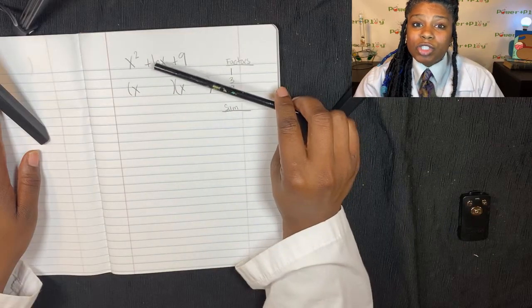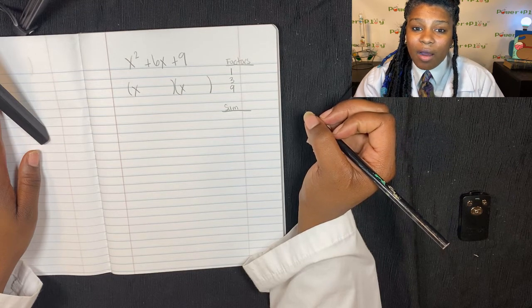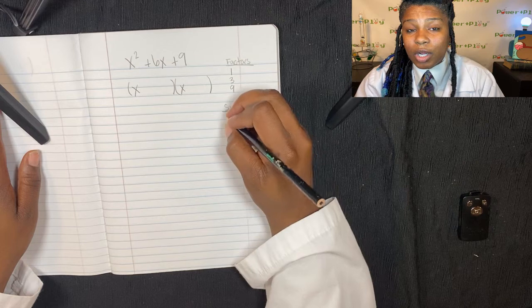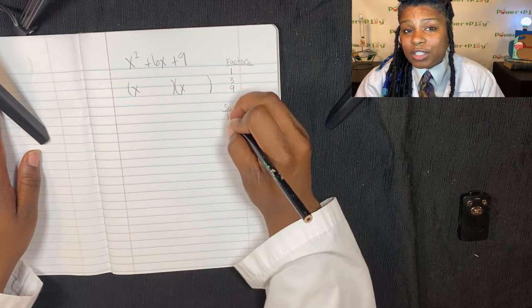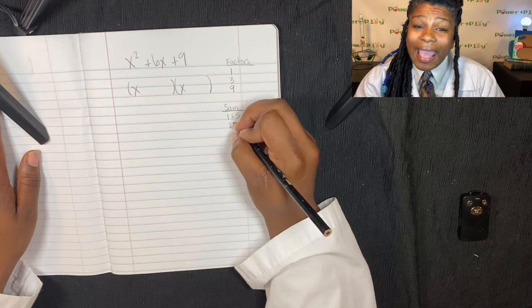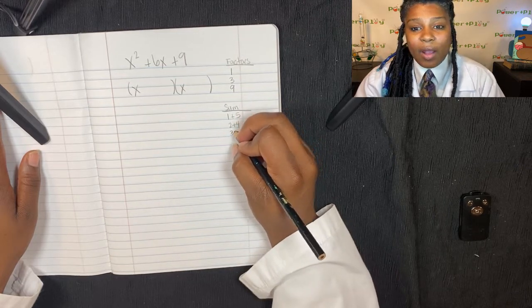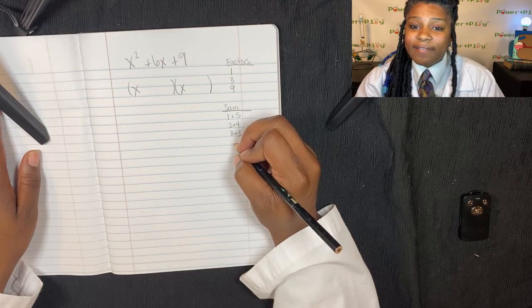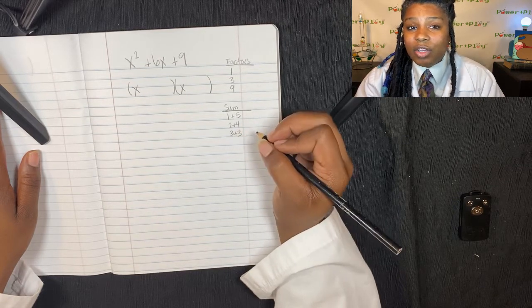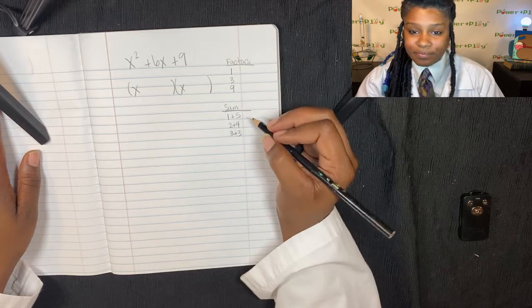So when we look at the middle term, we know that when we multiply our x times our number, we have to add those two together to get 6, because that's our middle term. So we can look at all the numbers you can add together to get 6. You can add 1 plus 5, but 5 is not a factor, so we can cross that out. You can add 2 plus 4. You can add 3 plus 3.